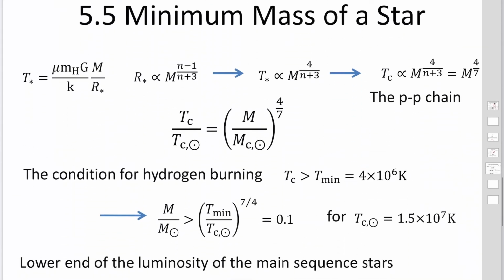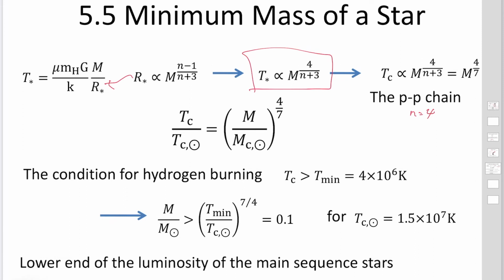Then we would also like to estimate the minimum mass of stars. From dimensional analysis, temperature is related to M over R, and the radius is proportional to M to the (n minus 1) over (n plus 3). So you can substitute this R into here, and the temperature is expressed by these equations. In the case of the PP chains, n equals 4. So you can substitute n equals 4 and the central temperature Tc of a star is expressed as M to the 4 over 7.